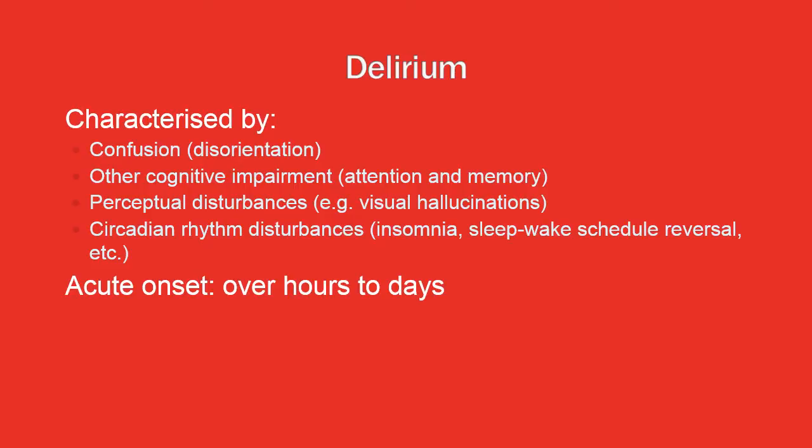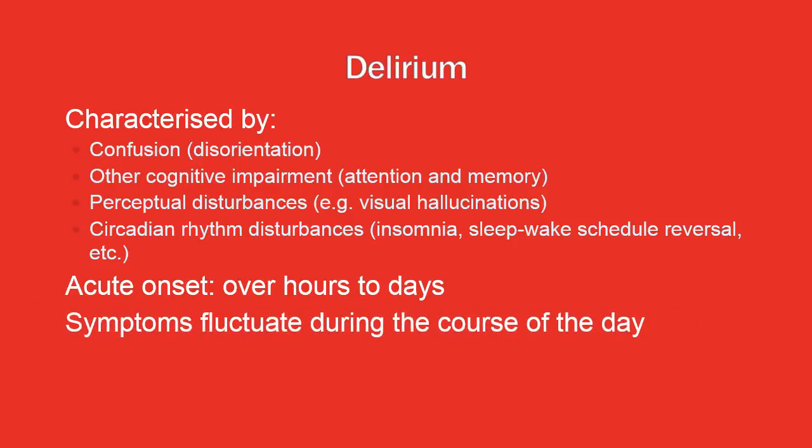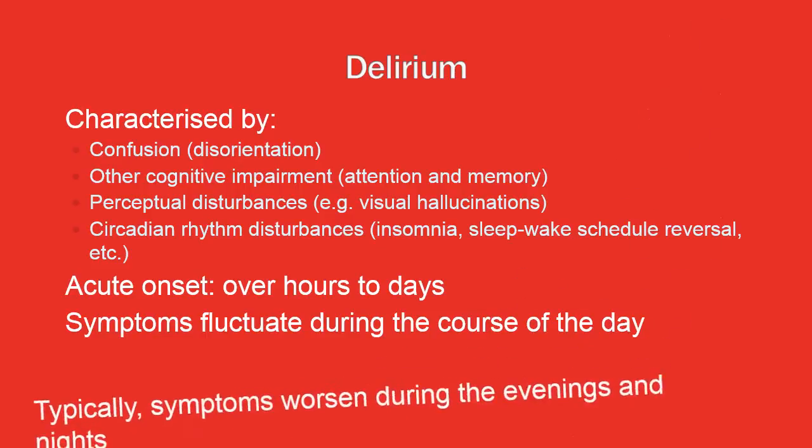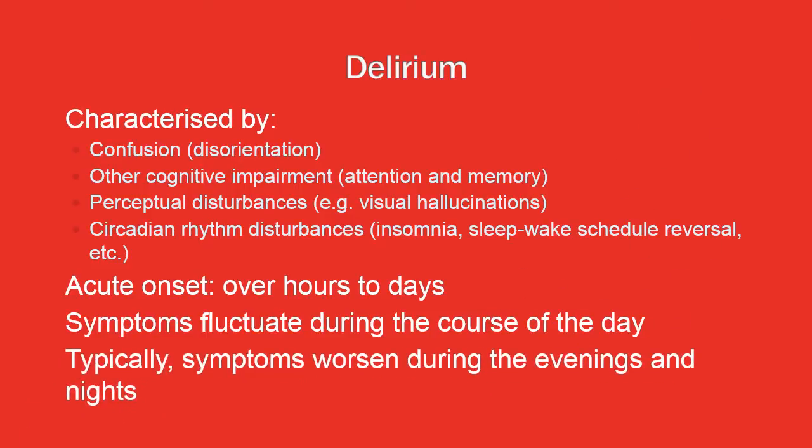Delirium is characterized by an acute onset. It starts in a matter of hours to days and symptoms fluctuate during the course of the same day. Typically, symptoms are worse during the evenings and nights.